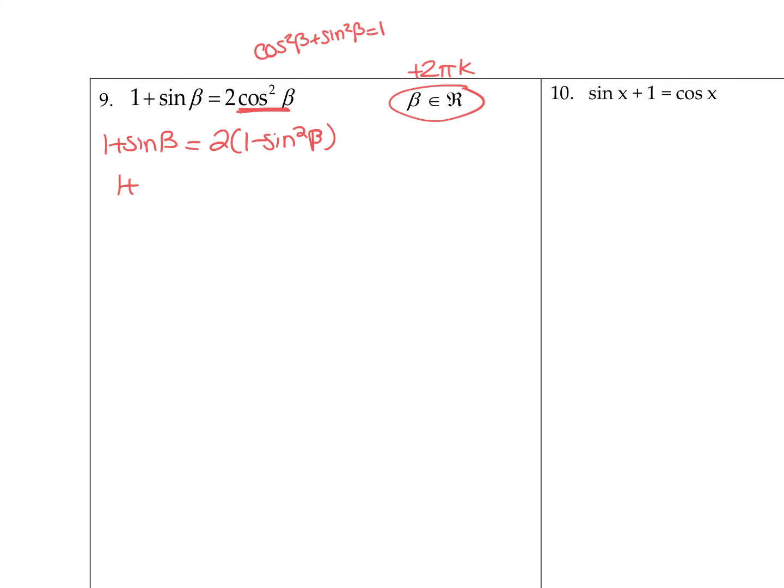So I'm going to have 1 plus sine equals 2 minus 2 sine squared. Now this is a quadratic equation, so I need it equal to 0. So you could either move the left side to the right or the right side to the left. I'm going to move the left side to the right because I want a positive sine squared.